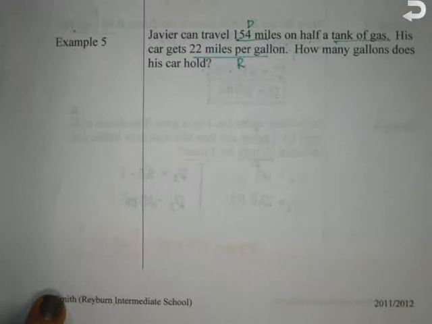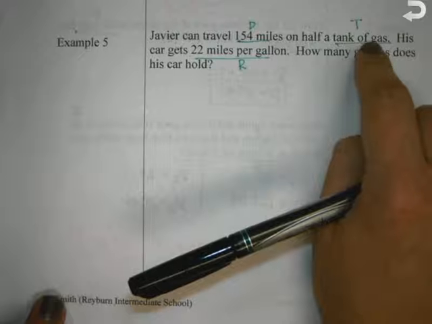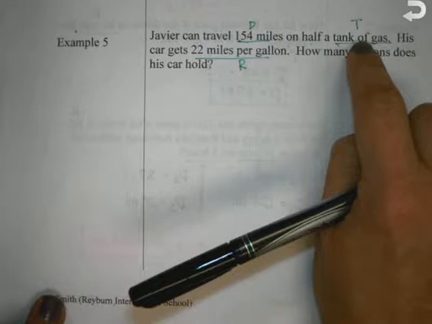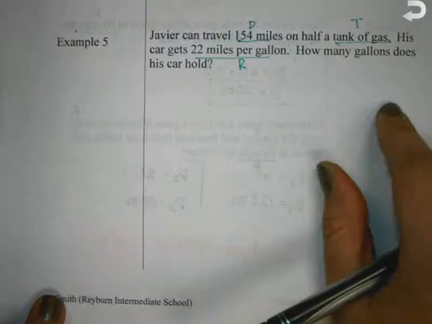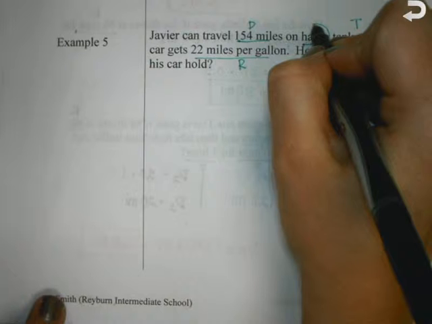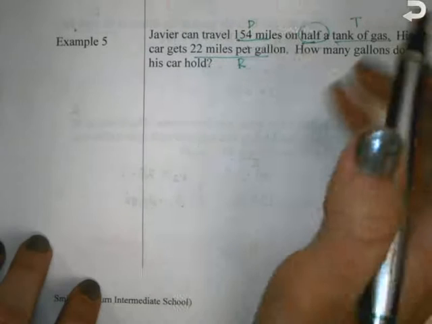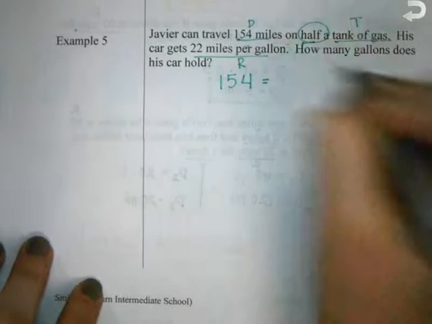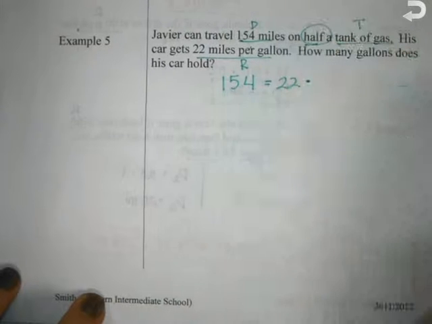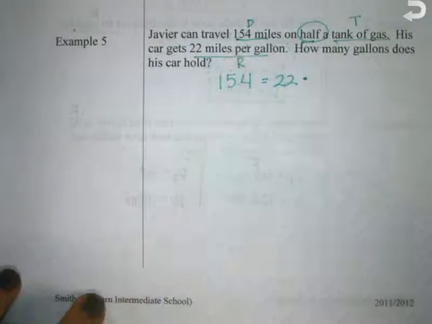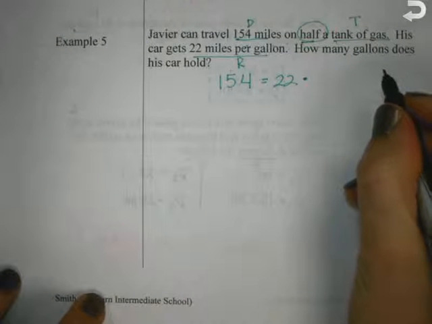Okay? Now what's something that we have to recognize about this certain set of data? How much of the tank did he use? Just half of it. So when I plug this into distance, rate, and time, distance is 154. That stays the same. Rate is 22. Times what? 0.5 T. Because he only used half of his tank, but we don't know how much that is yet. So times 0.5 T.